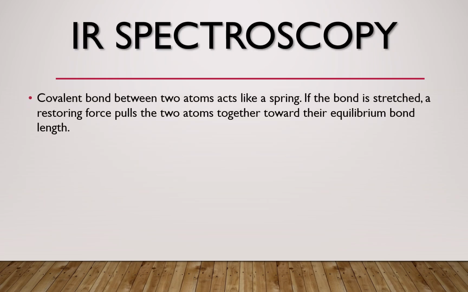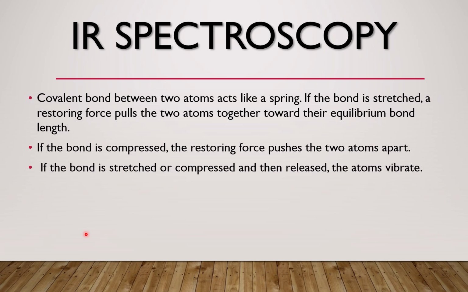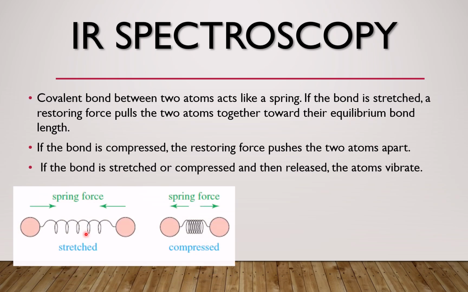Now, what happens when a molecule absorbs IR radiation? Here we can consider a covalent bond between two atoms as a spring. When we stretch a bond, there will be some restoring pull towards the two atoms, which will bring those atoms to their equilibrium bond length. In the same manner, if the bond is compressed, then the restoring force pushes the two atoms apart. So when the bonds are stretched or compressed, it leads to vibration in the molecule.